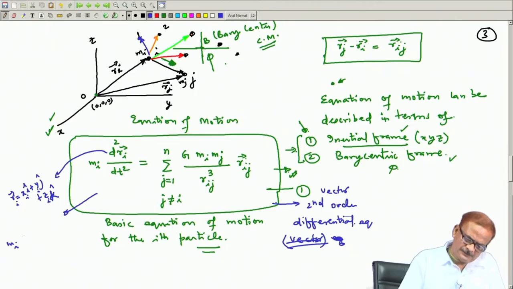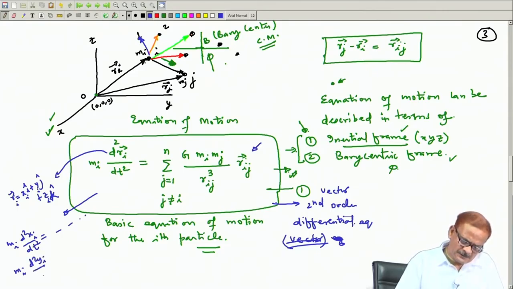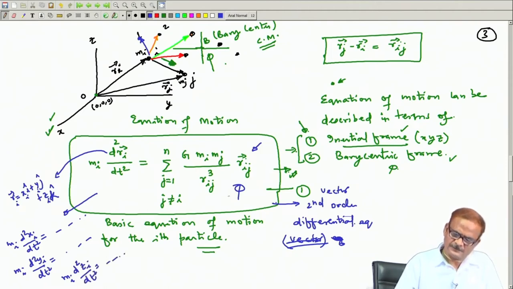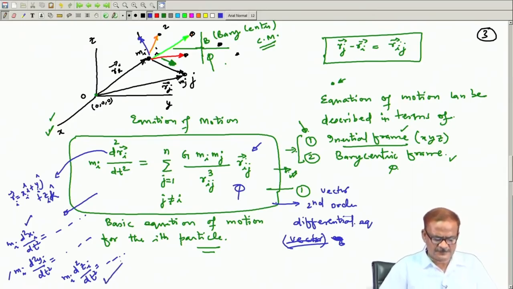We can write it like this: m_i times d²x_i by dt² equals something on the right hand side. Similarly, m_i times d²y_i by dt², we can break and write something on the right hand side, whatever comes from this place. And the same way, d²z_i by dt² equals something. So, this is a second order scalar differential equation, this is also a second order scalar differential equation, and this is also a second order scalar differential equation.